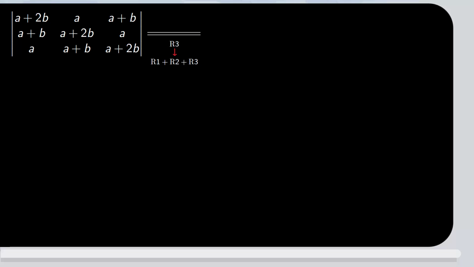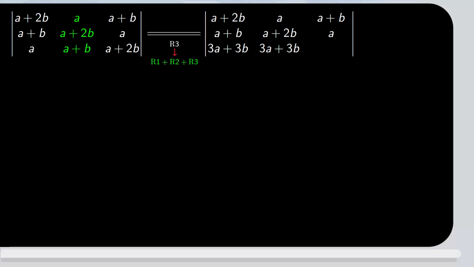Note that we're substituting a row for the sum of that row plus a linear combination of the rest, and as you know, from the properties of determinants, the result does not change. So we copy the first two rows, and instead of the third, we write the result of the sum of the three rows. a plus 2b plus a plus b plus a is 3a plus 3b. a plus 2b plus a plus b is 3a plus 3b. And a plus b plus a plus 2b is also 3a plus 3b.